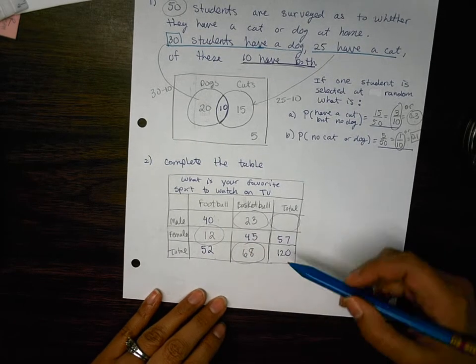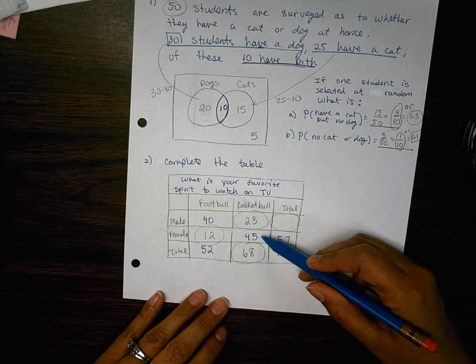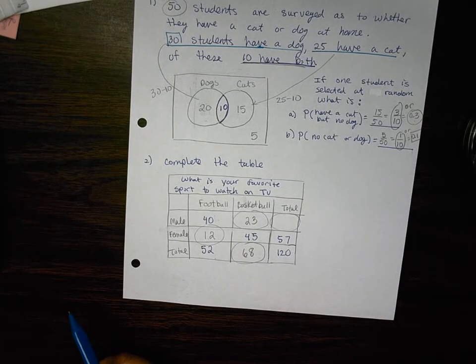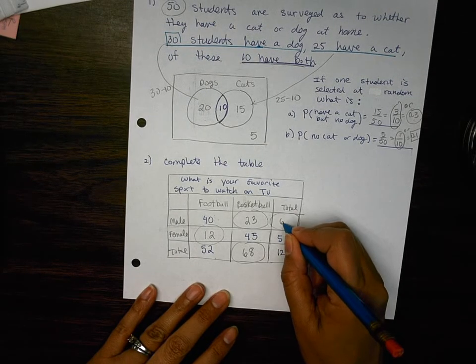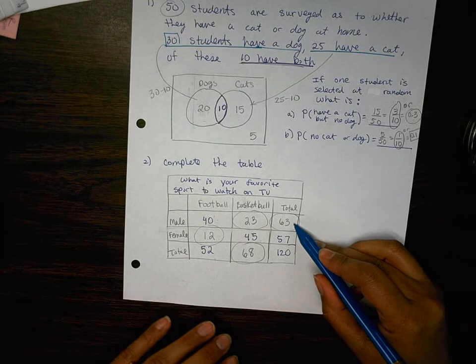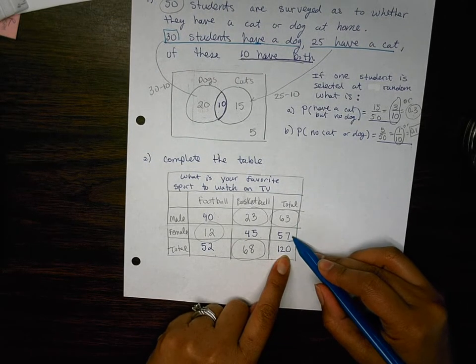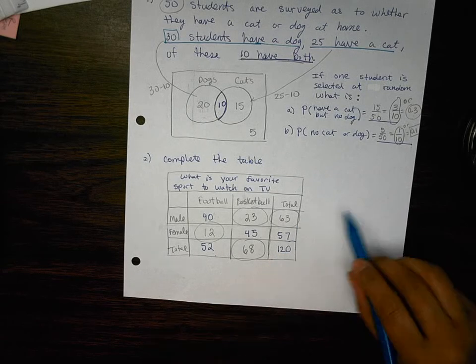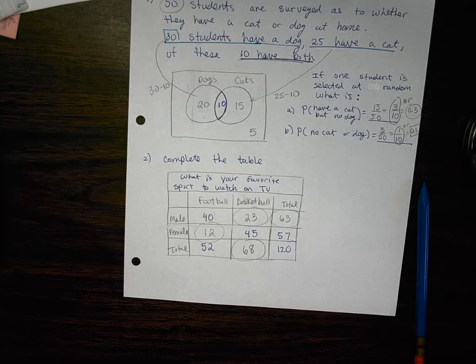Diego, tell me what you found next. 23 for basketball game. Can you tell us how you found the 23? 68 minus 45. Do you guys agree? Yes? Miranda, what did you get here for this total? I got 63. Can you tell me how you found the 63? I did the total 120 minus 57, and I got 63. Did everybody hear her? She said 120 minus 57 got 63. Did everybody do the same thing?